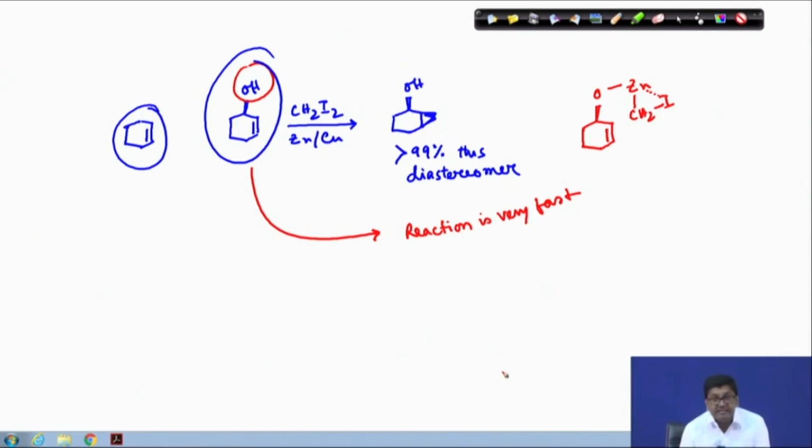So, what could be the reason? Again the reason is the same: due to the presence of this hydroxyl group, it can easily coordinate with the reactive zinc carbenoid, and that facilitates this reaction rate. That is why this reaction is almost 100 times faster than on normal cyclohexene.